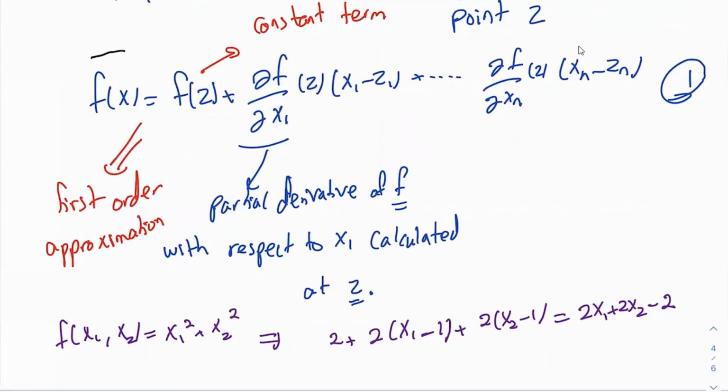Now I have an example here, what I mean by that. So let's say that we have a two-dimensional vector x, where x1 and x2 are the coordinates, and f of x1, x2 is equal to x1 squared plus x2 squared. And you want to model it near the point 1 and 1. So z is 1 and 1.